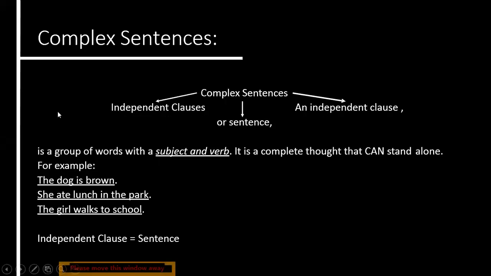Moving forward, this is how I need to make a complex sentence. Look at this diagram, guys. A complex sentence usually includes either an independent clause or a sentence, because the two are the same. There is no difference between independent and the sentence. So it consists of two parts, as I explained earlier: an independent clause and a dependent clause.